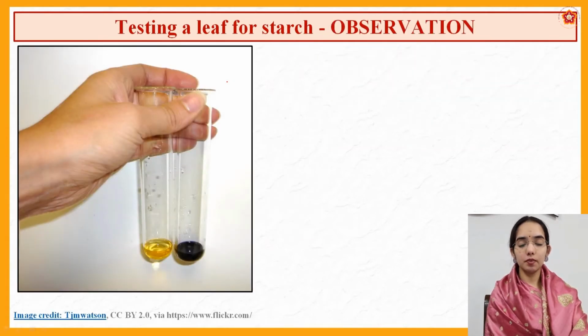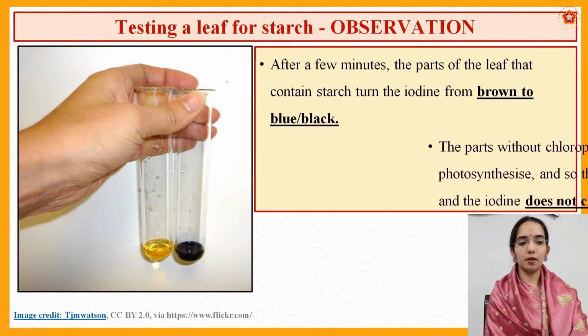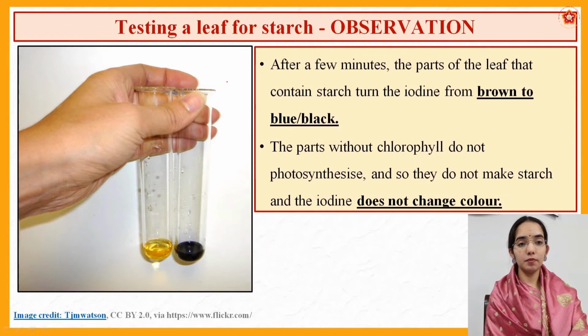As you can see here, the test tube on the right was the one in which the leaf had chlorophyll. So in addition to iodine, the iodine changed its color from brown to blue-black. While the part without chlorophyll, which is on the left side of the test tube, did not have starch in it because photosynthesis did not occur because of the absence of chlorophyll. So iodine did not change its color. It retained its original color, that is brown.